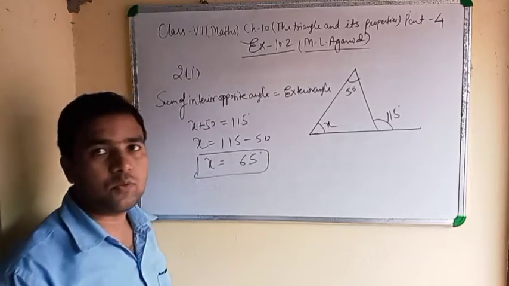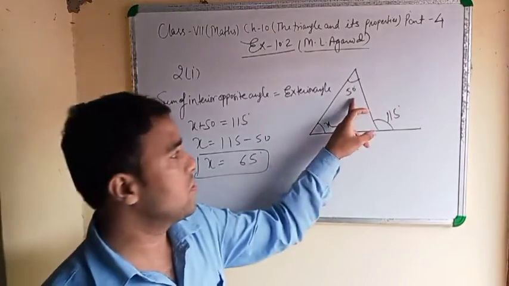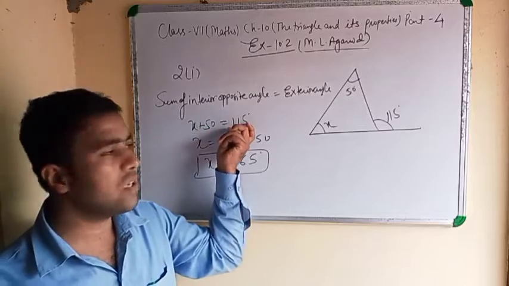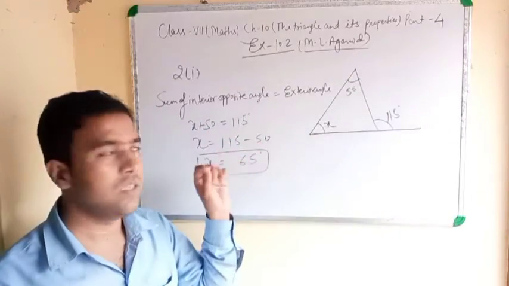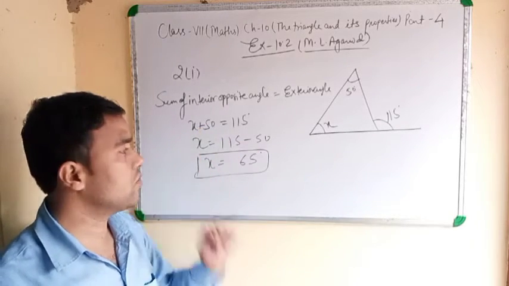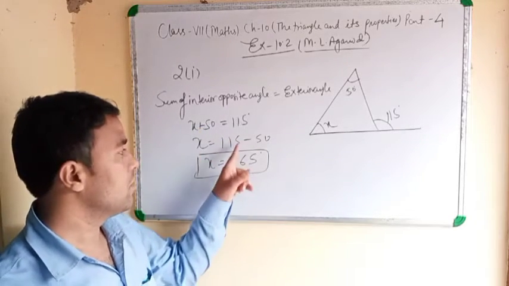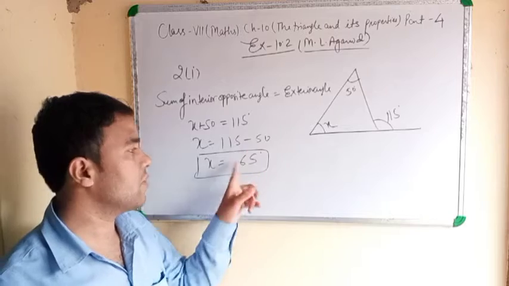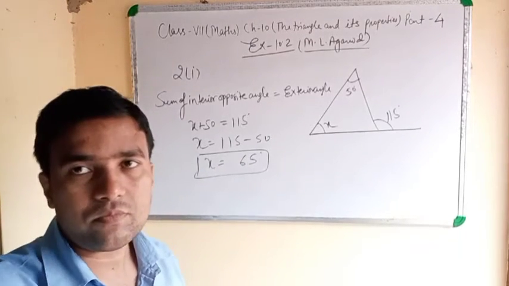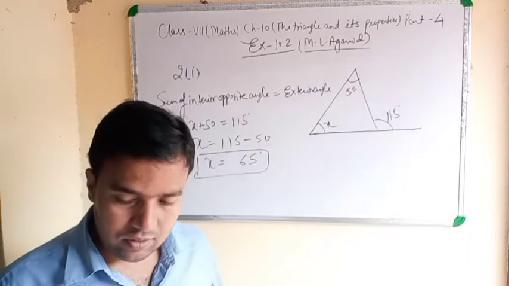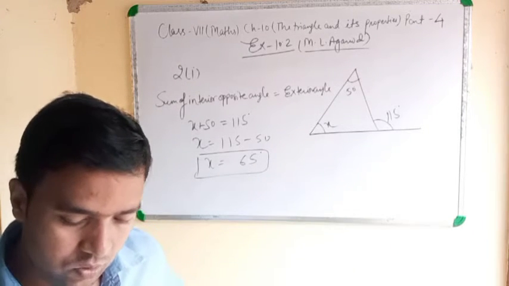Clear? Transposition: x plus 50 equal to 115, the plus 50 there you will write with sign changed, plus changed into minus, x equal to 115 minus 50, 5 minus 0 is 5, 11 minus 5 is 6, x equal to 65. And second, third you can do.